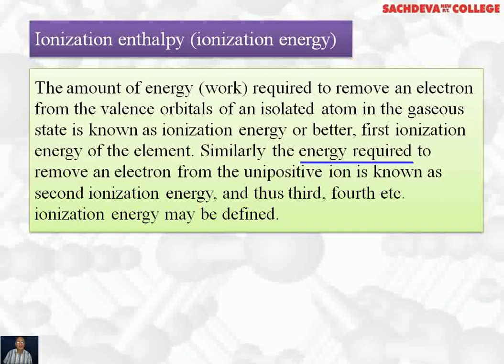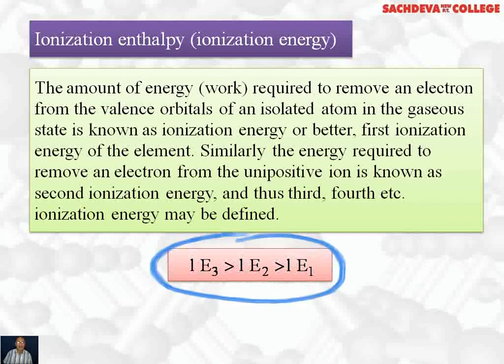Similarly, the energy required to remove an electron from a unipositive ion, that is removal of the second electron, is known as second ionization energy. In the same way, to remove the third electron is called third ionization energy, the fourth electron is called fourth ionization energy, and these are called successive ionization energies. Third ionization energy will always be greater than second, and second will be greater than the first.